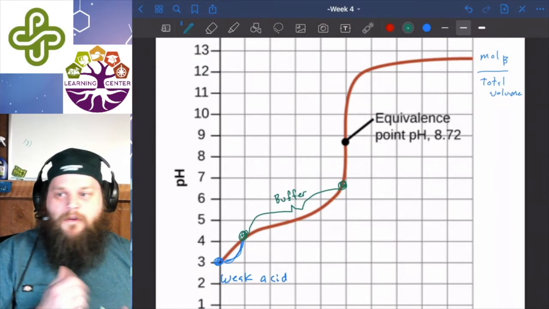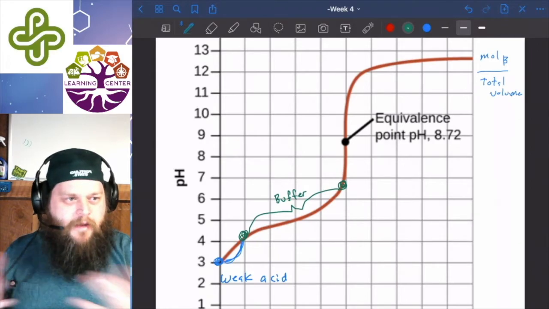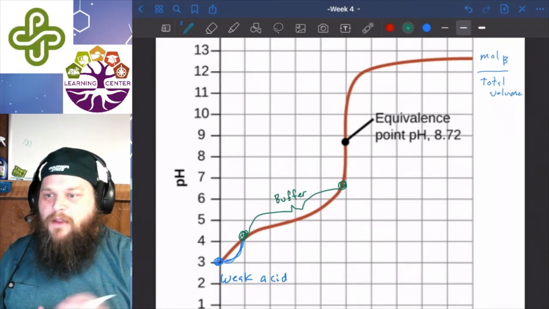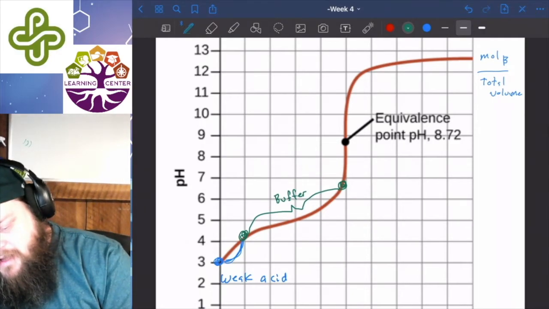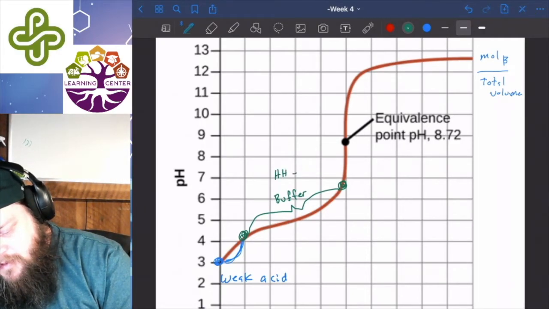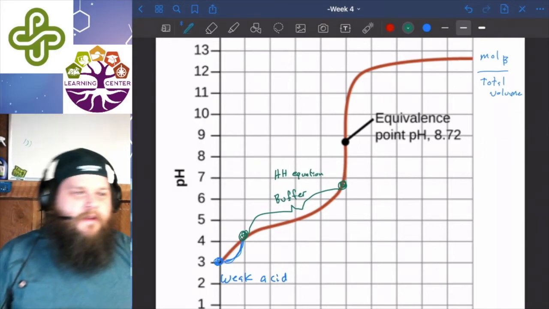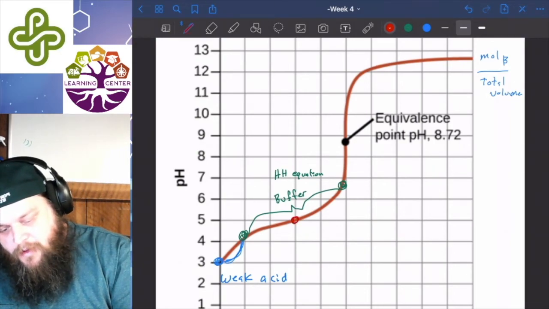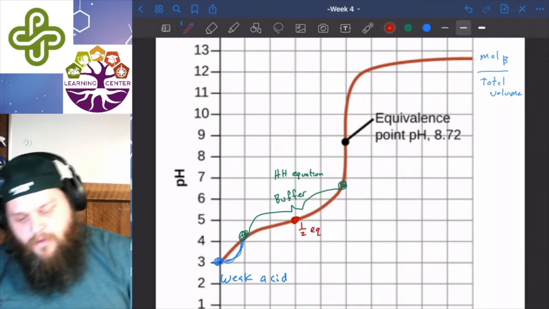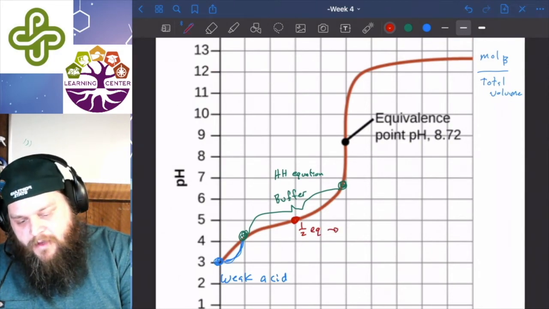You lose some accuracy at that point, and there are some better buffer equations you can use, but I think they deal with that in a further class. But here we just use that Henderson-Hasselbalch equation for that buffer. So anything within that region is going to fall in there. And our half equivalence point is about halfway through that buffer, where the pH is equal to the pKa.